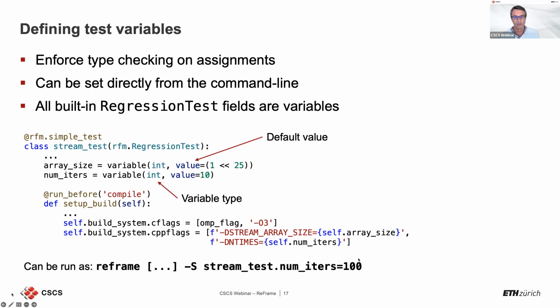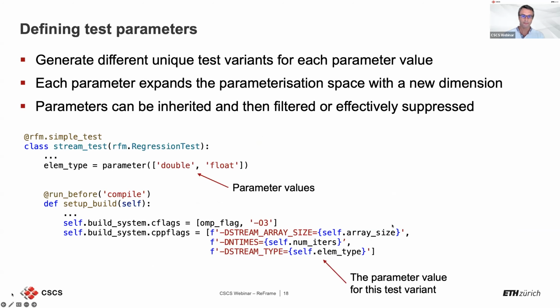That's quite useful. And the cool thing is also that in your various pipeline hooks, the variable is accessible as a standard object attribute. So it is actually eventually a standard object attribute. So here we set the stream array size from the variable, and same for the numiters.